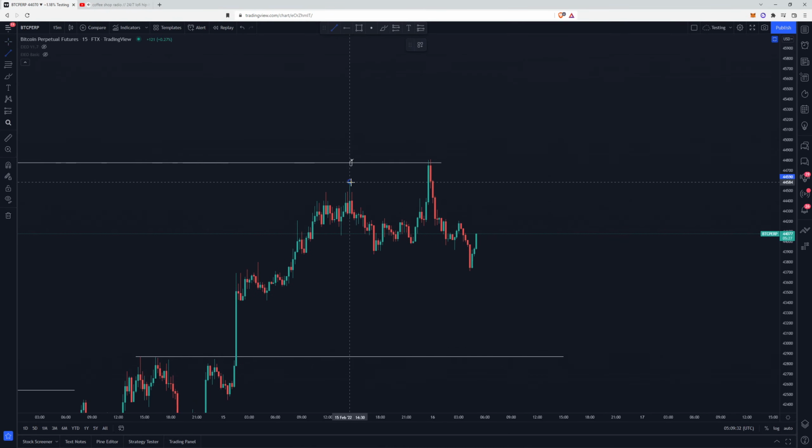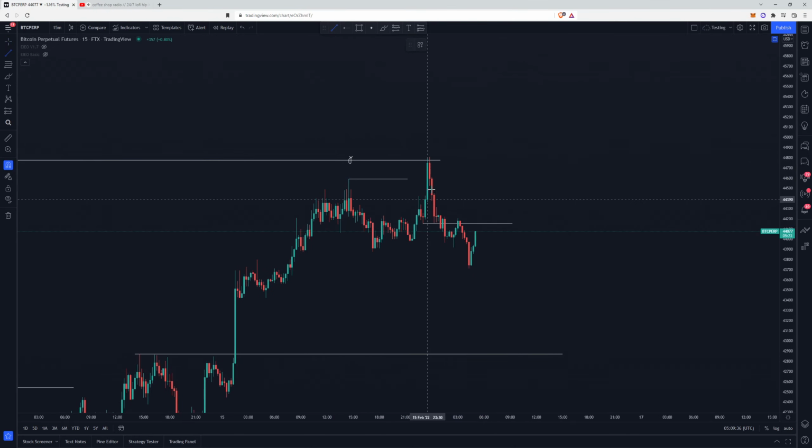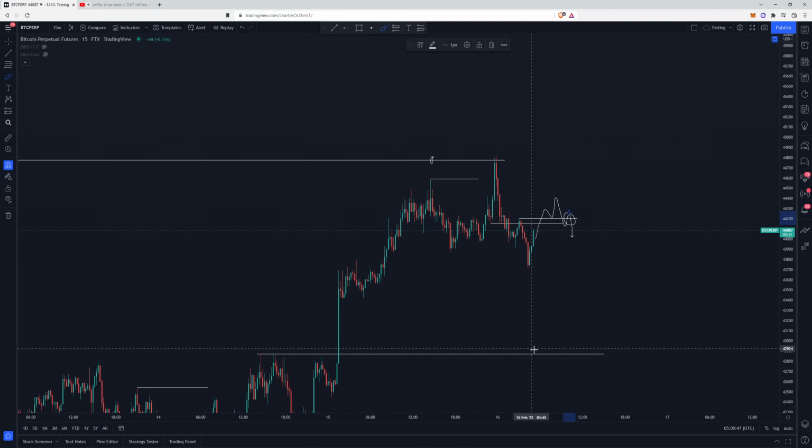So you can see we swept out the previous day's high, then broke below that low. If we can get something like this, a break above this high, followed by some redistribution, then I'll look to get short right here, just targeting our level around 43k.